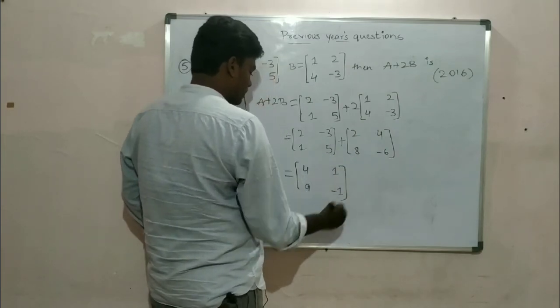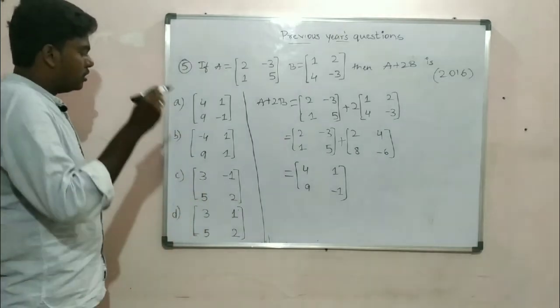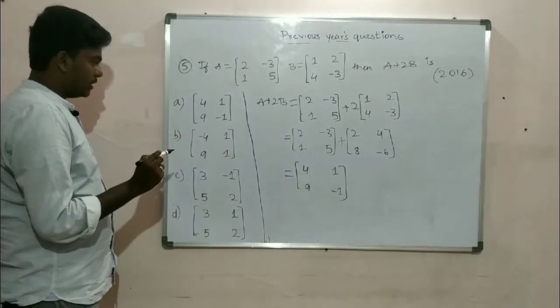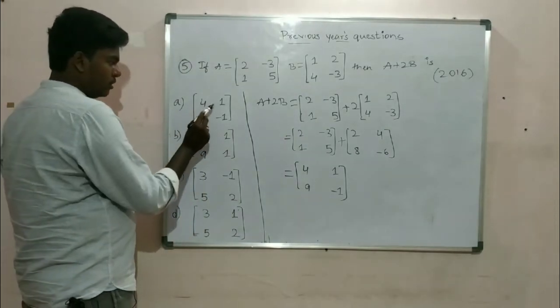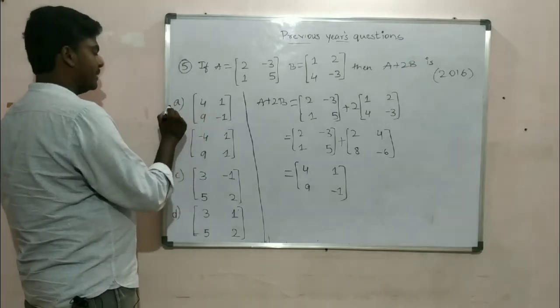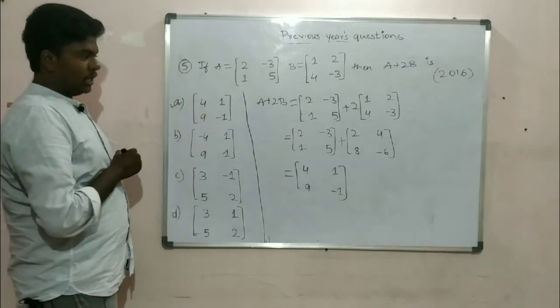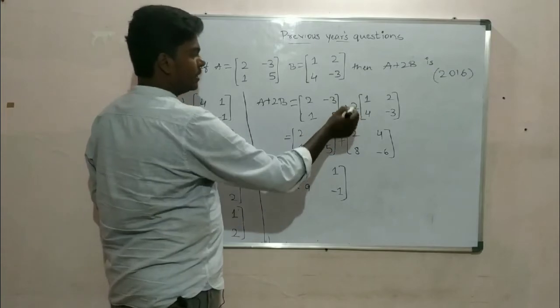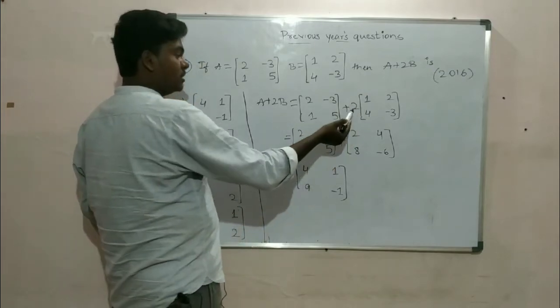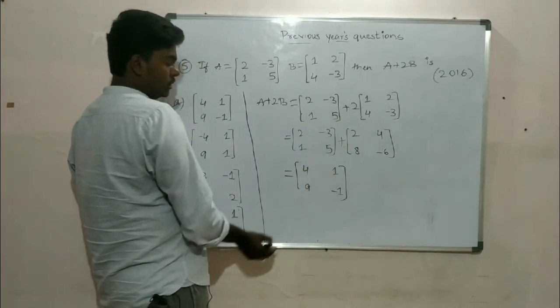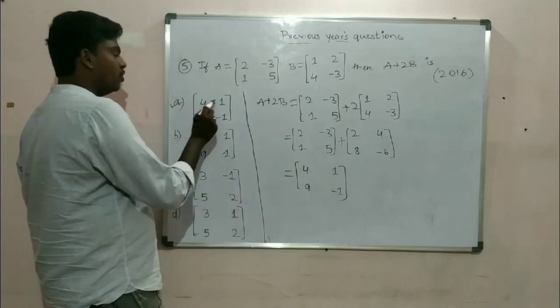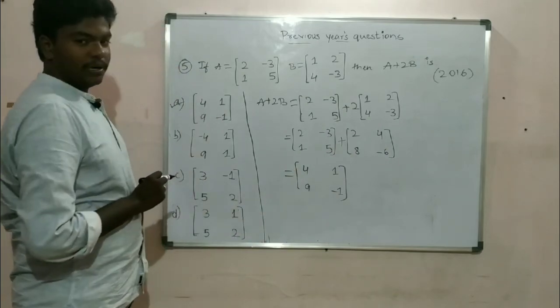So this is the answer. Check it with the options: 4, 1, 9, minus 1. So option A is the right one. Okay, you can skip this step. You can multiply straight away with this 2 and do this. So the answer is 4, 1, 9 and minus 1. Next problem.